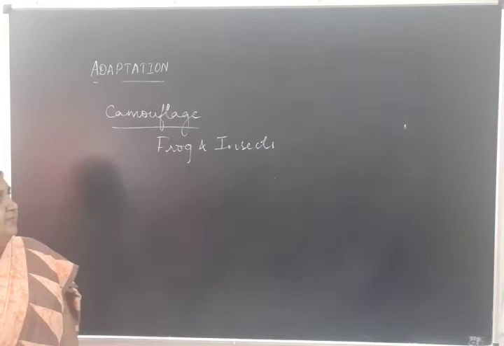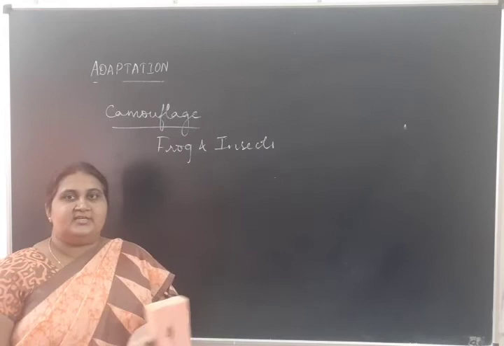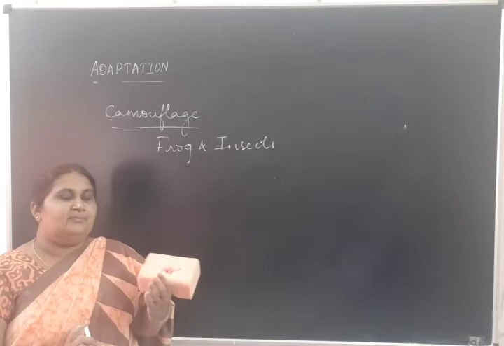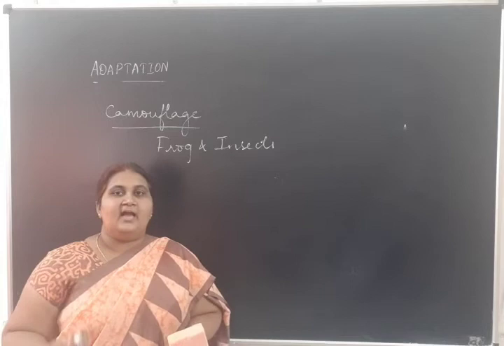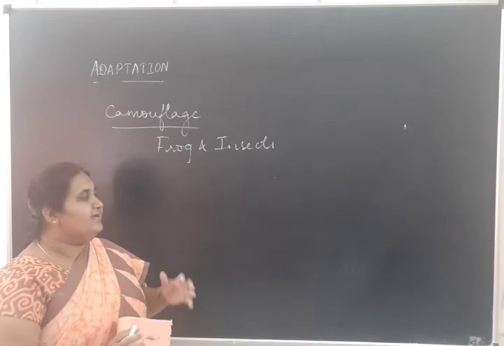What for do we find this camouflage? To protect themselves from predators. Whenever they find predators, they immediately change their body color to match their surroundings, by which the predator cannot easily identify its prey. So the prey will be protected from its predator.